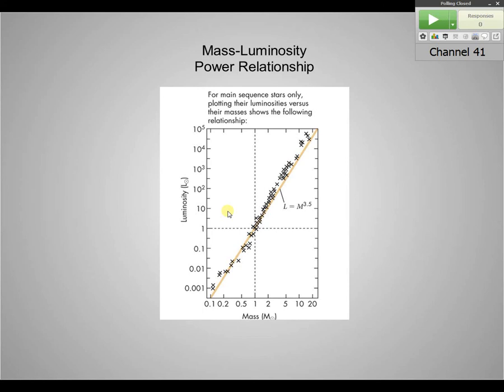So if you find the horizontal coordinate corresponding to one solar mass and the vertical coordinate corresponding to one solar luminosity, and you find where they intersect, this is where our sun would lie along this line. Clearly there are many more massive stars and some less massive stars as well. These are actual data points, and you see they fit very neatly onto this line of what you would get if you said that L equals exactly mass to the 3.5 power.